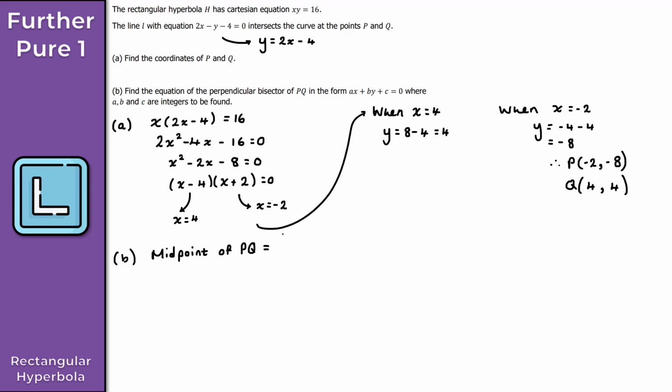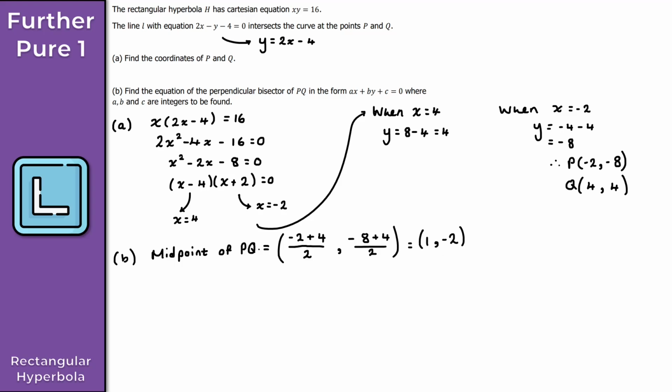Well, nice and straightforward here, right? We just average the x coordinates, average the y coordinates. So 4 plus minus 2, or minus 2 plus 4. It doesn't matter which way we do this. So minus 2 plus 4. We then divide that by 2, right? We're just taking the average of the x coordinates. Do the same here then with the y coordinates. So minus 8 plus 4, again over 2 here. And if we evaluate this here then, what you should find is we get (1, -2) here. So this here then is the midpoint of PQ.